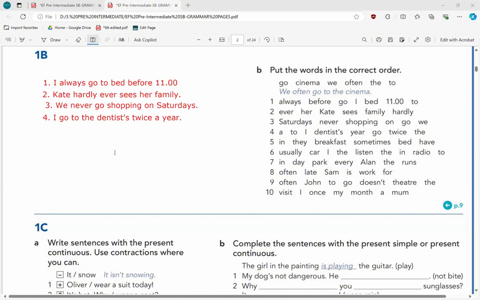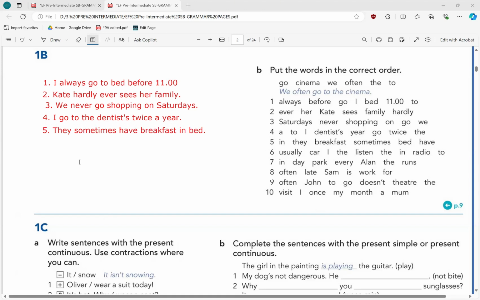Here you go. Number 5. In, they, breakfast, sometimes, bed, have. So we're going to start with they, and then sometimes comes before the verb. Where is the verb? Verb is have. So we write the subject, and then before the verb, I must use the adverb of frequency. So they sometimes have what? Have breakfast. Where? In bed. So we're going to put it just like that.